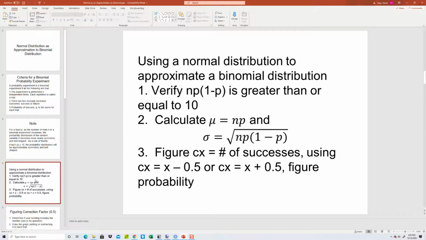Using the normal distribution to approximate a binomial distribution, again, you verify n times p times 1 minus p is greater than or equal to 10. You calculate mu equal to n times p, and sigma equal to the square root of n times p times 1 minus p. Mu is our mean, sigma is our standard deviation. And then you figure the corrected x, cx, equals the number of successes, using x minus 0.5 or x plus 0.5. And then you figure your probability. And we're going to do that with some pictures.